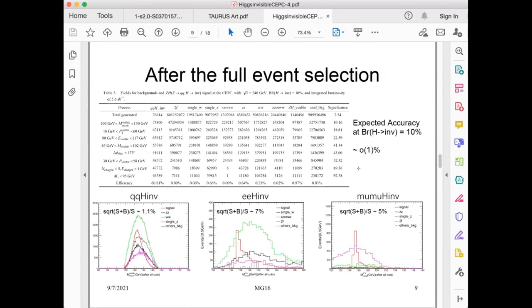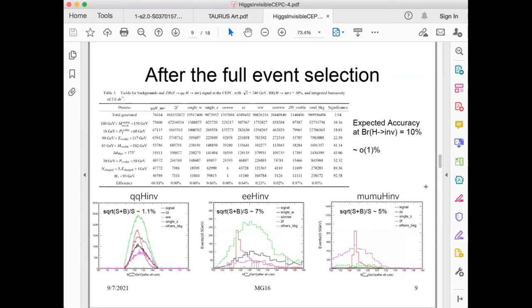Okay. And so we performed the simulation studies based on fully simulated data. And then we can basically extract the final distributions of the Higgs signal in the recoil mass distribution in three different channels. So basically, if we assume a Higgs to invisible decay of the order of roughly 10%, which corresponds to today's upper limit, as you heard in Ling's talk, then in the QQ Higgs channel we will be able to reach an accuracy at the percentage level already. And the leptonic channels of electrons and muons also contribute pretty significantly.